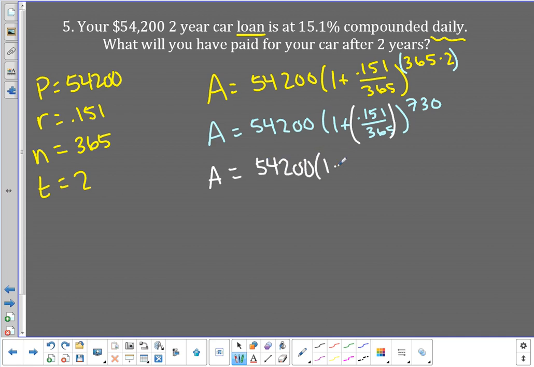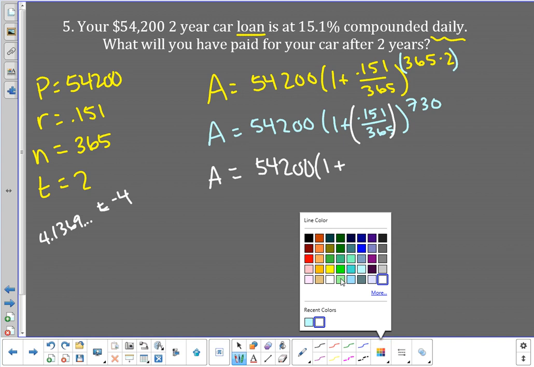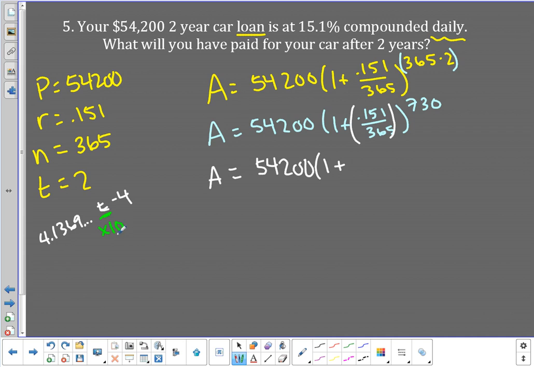54,200, 1 plus 0.151 divided by 365. You likely have something that has an E written in your calculator, depending on what your calculator looks like. My calculator looks like this, 4.1369, and then it says E and -4. If you remember back to the scientific notation lesson that we did at the very beginning of this unit, this E just means times 10 and then raised to that power. So what that means is I need to move my decimal point back 4 places, and then I'd have 3 zeros in front. And that just comes from scientific notation.